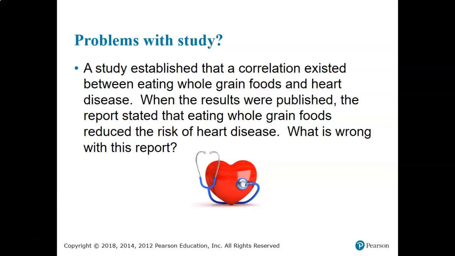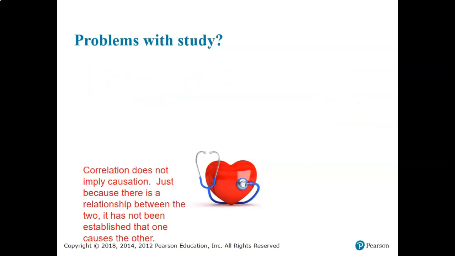Okay, on this one, we've got a situation where correlation does not imply causation. So looking at this, the study only demonstrated that a correlation existed between whole grain foods and heart disease. We really don't know which is the cause and the effect in that, but when the results were published, it stated that the whole grain foods actually reduced or had an effect on the risk of heart disease, which is not what the study actually established. So we need to be careful that we only report what is truly established.